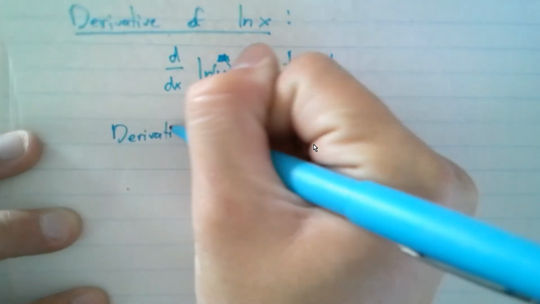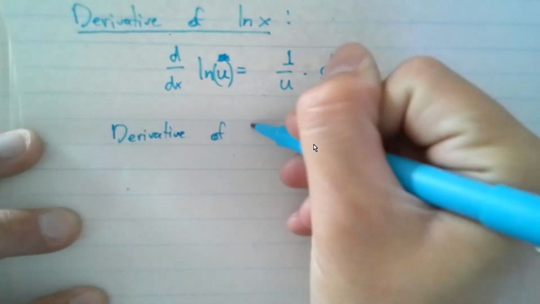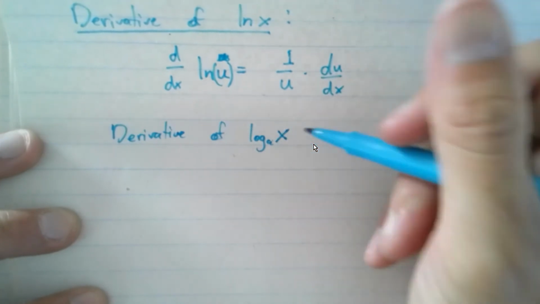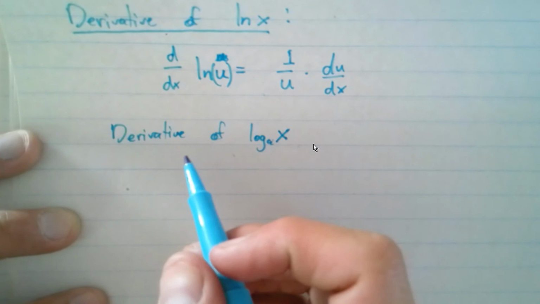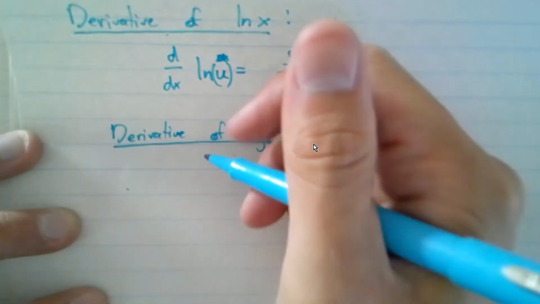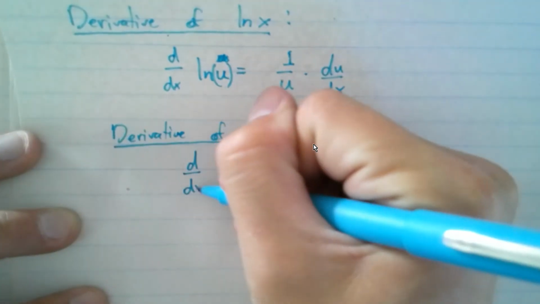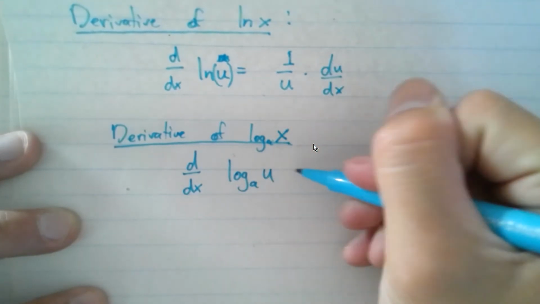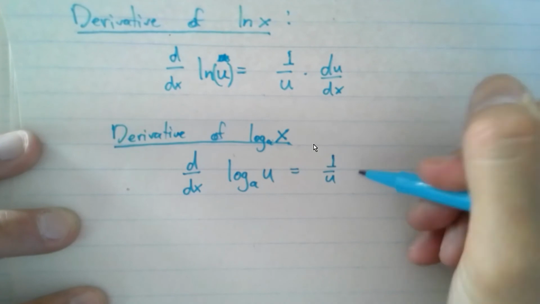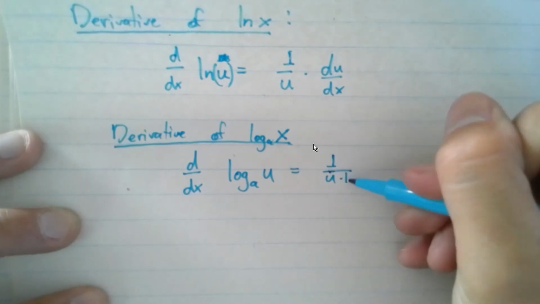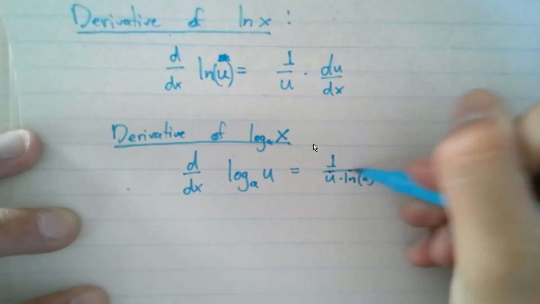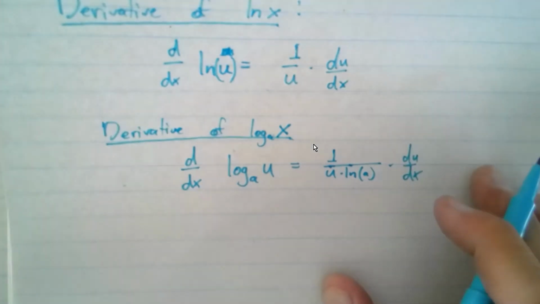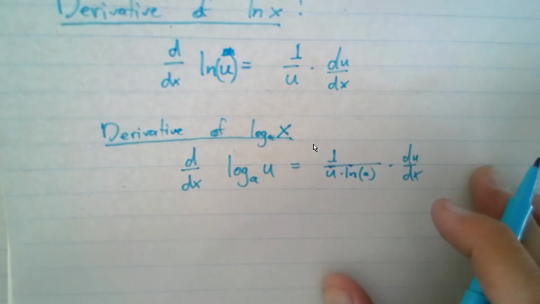The derivative of log a of x... That will look like this: if you take the derivative with respect to x of log base a of u, that'd be 1 over u times ln of a times du over dx.